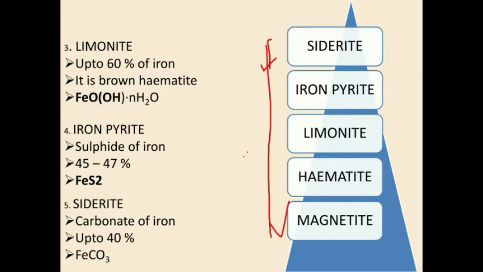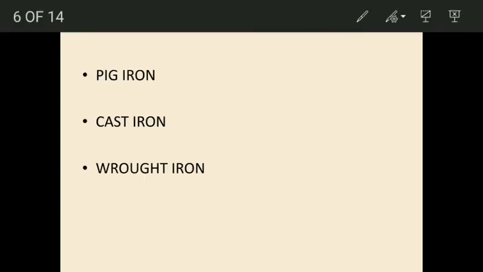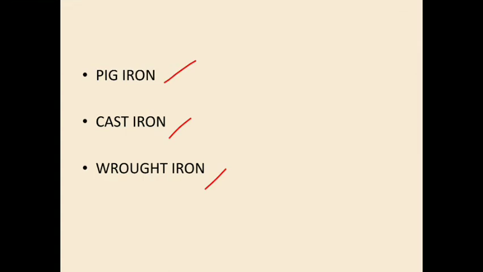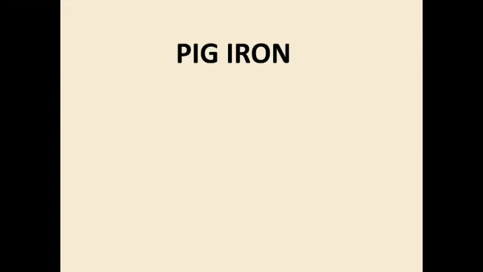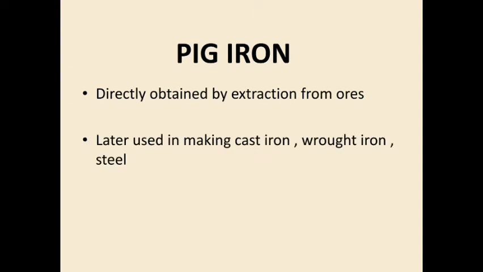Now, moving to the different types of iron extracted from the ore. They include pig iron, cast iron, wrought iron. Let's see them one by one. The first one is pig iron, which is directly obtained by extraction from the ores. Later, this pig iron is used for making cast iron, wrought iron and steel. It contains about 3 to 4% of carbon.